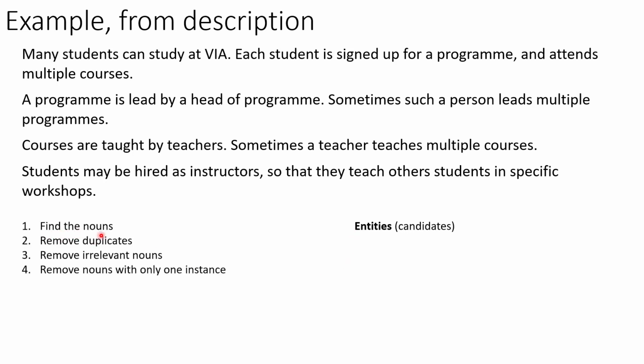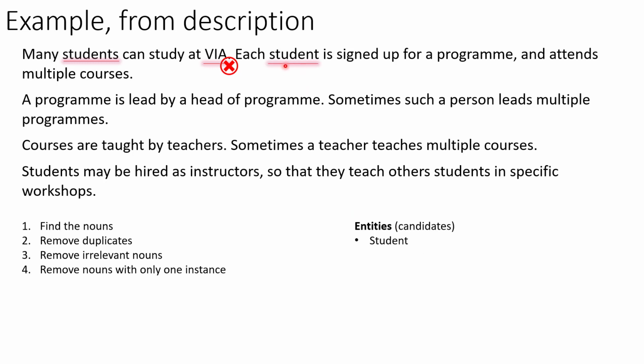We're going to look for nouns. We will remove duplicates. I don't want teacher twice. That's not relevant. There are some nouns that are irrelevant, and there are some nouns that have only one instance. So, many students. Student is a noun. We put that down as a potential entity. Can study at VIA, but VIA is one instance, so we don't include that in my candidates.